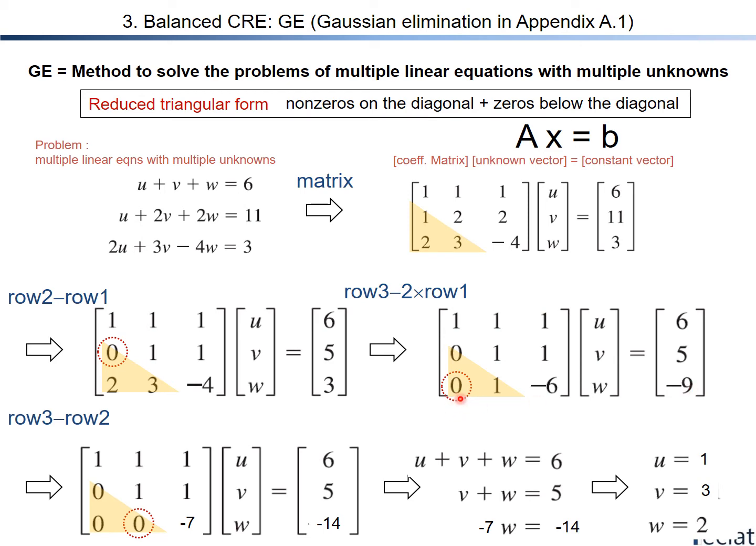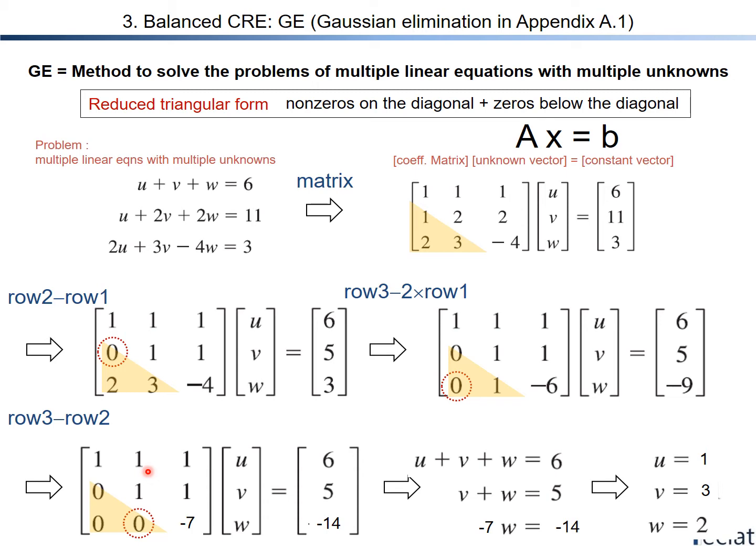Okay, then it's time to erase this one value. Then I'd like to do row 3 minus row 2. Row 3 minus row 2: 0 minus 0 is going to 0. 1 minus 1 is going to 0. Minus 6 minus 1 is going to minus 7. Then finally we have a reduced triangular form.